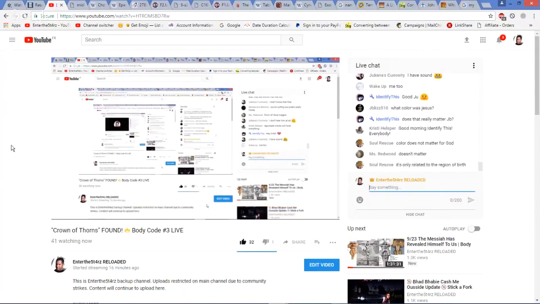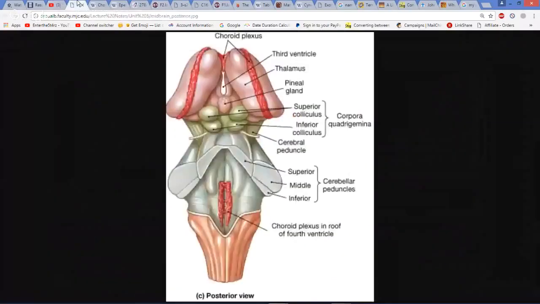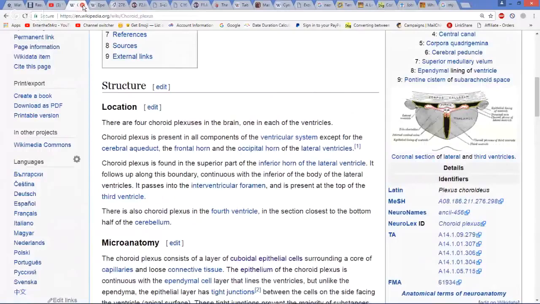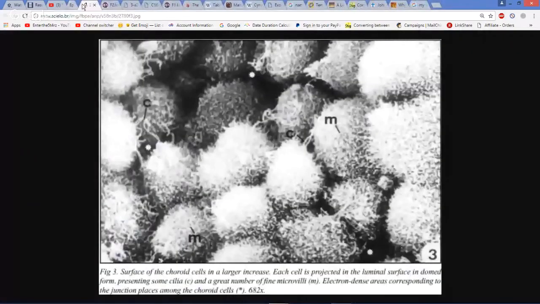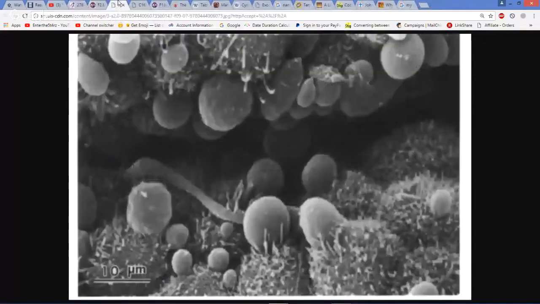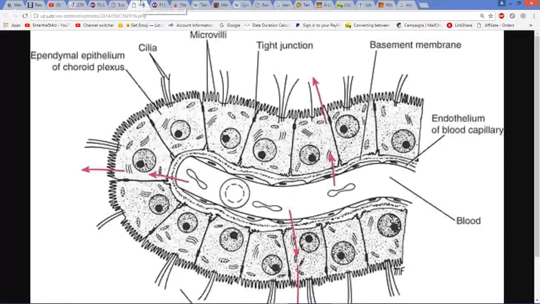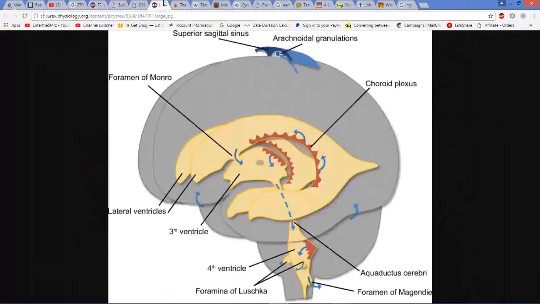So let me close some of these windows up. So we found the crown of thorns. That's cool. Water at the well. The cell structures. I should leave some of these up because I might want to download some of these. Pretty fascinating stuff, you guys.